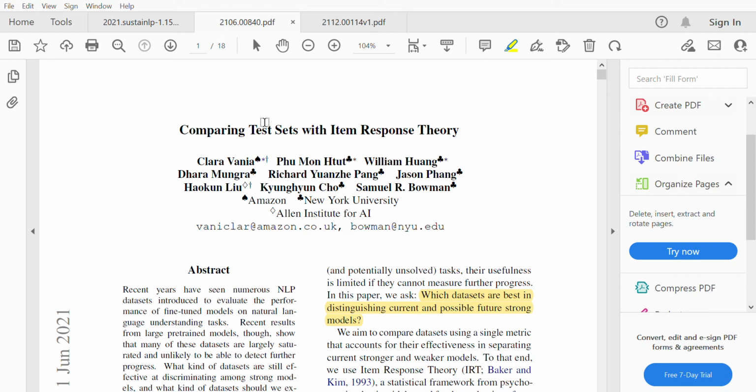What this paper aims to do is understand which data sets are actually going to be, one, most discriminative for getting a sense of state-of-the-art model performance, as well as looking at a couple of other parameters for data sets to evaluate how useful they actually are for making the sorts of claims that a lot of new model papers make. More specifically, they're applying item response theory.